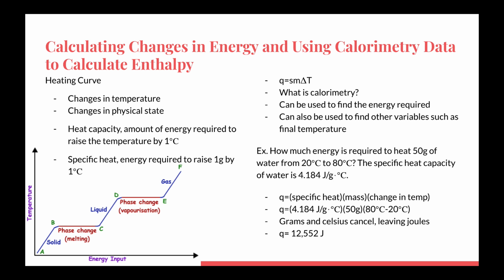First, let's talk about heating curves. Heating curves allow us to see changes in temperature and changes in physical state of a substance. As you can see in the bottom left, there is a graph that displays the relationship between energy input and temperature of a substance. From A to B, an input of energy results in the increase of temperature. However, as we approach a phase change from B to C, in this case a solid melting to a liquid, energy is required to break down the intermolecular forces that hold the substance, in order to result in a change of physical state. The same occurs as we go from a liquid to a gas.